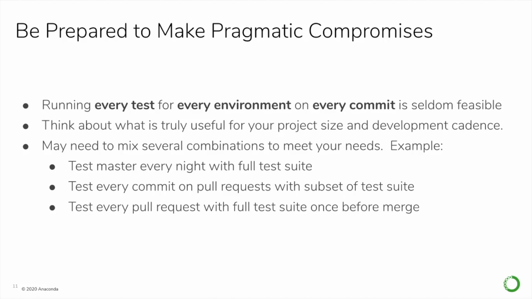And be prepared to mix several combinations of the previous slide. You might need to do three independent testing cycles. You might be testing master with the full test suite while doing a small subset of tests for pull requests, but then as part of the code review, kicking off a full run of all the tests for a pull request before you merge. Something like this that lets you make compromises that fit within your resources is going to be important to do.